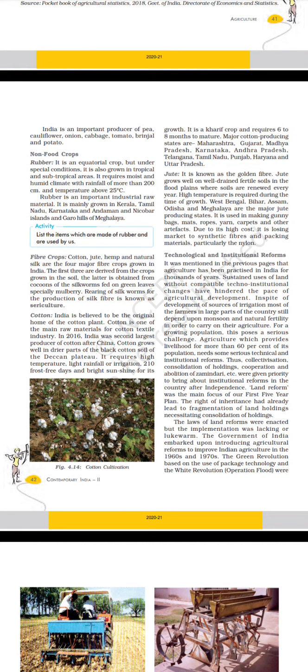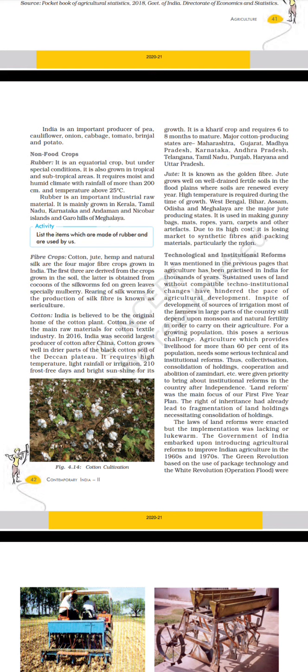Cotton. India is believed to be the original home of the cotton plant. Cotton is one of the main raw materials for the cotton textile industry. In 2015, India was the second largest producer of cotton after China. Cotton grows well in the drier parts of the black cotton soil of the Deccan Plateau. It requires high temperature, light rainfall or irrigation, 210 frost-free days and bright sunshine for its growth. It is a kharif crop and requires 6 to 8 months to mature.